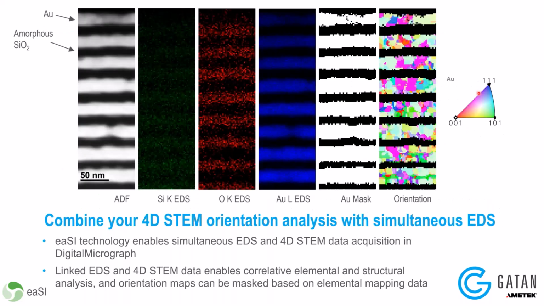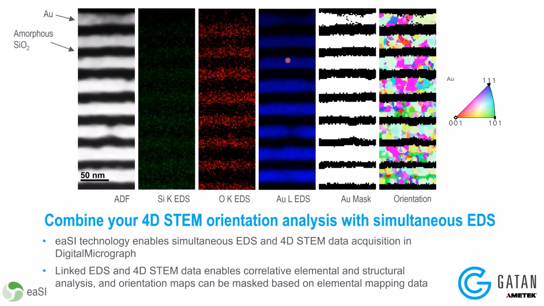And it's really cool. So here's another example of what the multimodal analysis can look like. What we have here on the left is a multi-layer film where the bright layers that we see here are gold, and then the dark layers that we see are amorphous silicon oxide. And so we can acquire simultaneous EDS and 4D STEM from this data set and do, for example, the EDS mapping to get our silicon, oxygen, and gold EDS maps.